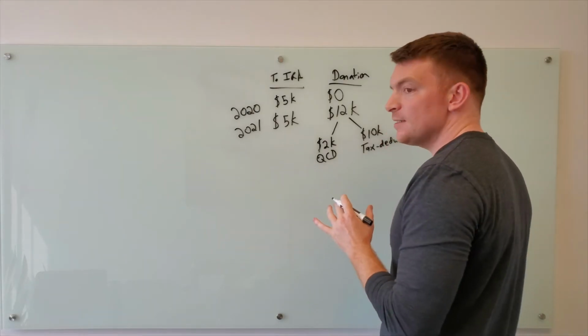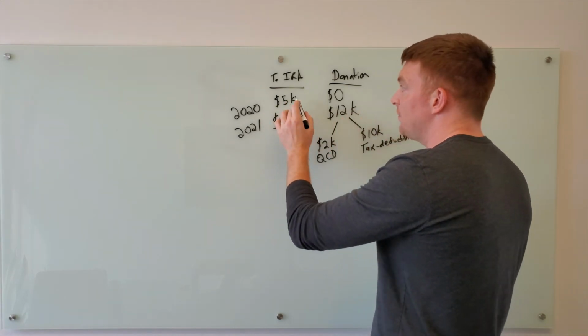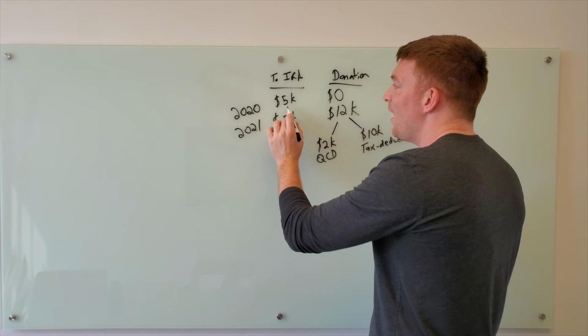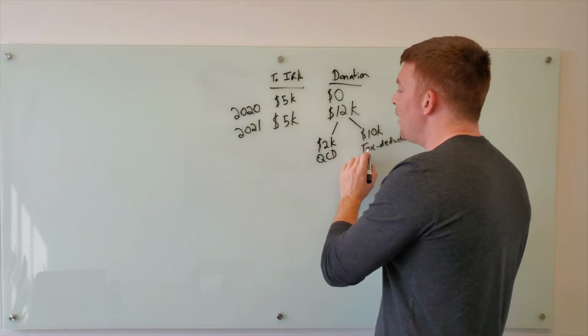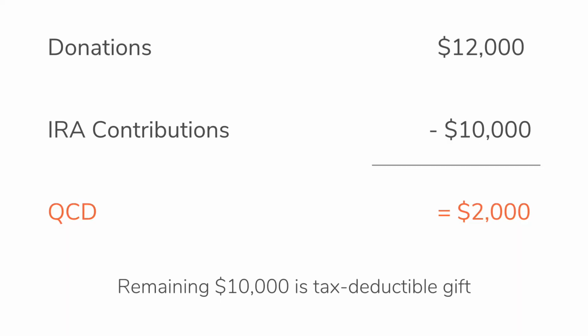Why is that the case? Because the government is saying after 70.5, any IRA contribution counts against the initial QCD. So this $10,000 combined will be subtracted from the $12,000. $10,000 of that gift will just be a simple tax-deductible gift, whereas $2,000 will be a QCD.